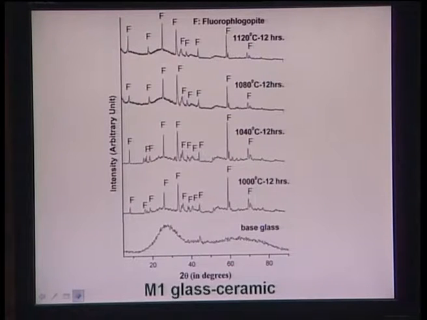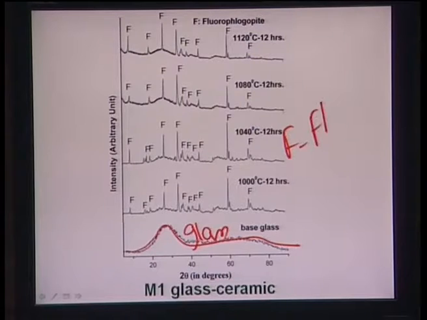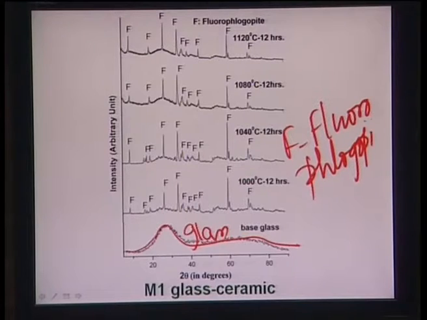These glass ceramic materials were heat treated at different temperatures, from 1000 degrees Celsius to 1120 degrees Celsius. What you notice here is that the base glass shows a very broad amorphous peak, so it is essentially pure glass. This broadness of the peak tells you that it is a pure glass phase. When you heat it at 1000 to 1120 degrees for 12 hours, you see the characteristic sharp peak of fluorophlegopite. F stands for fluorophlegopite, the characteristic crystalline phase which forms, and you see that it forms right at 1000 degrees Celsius.